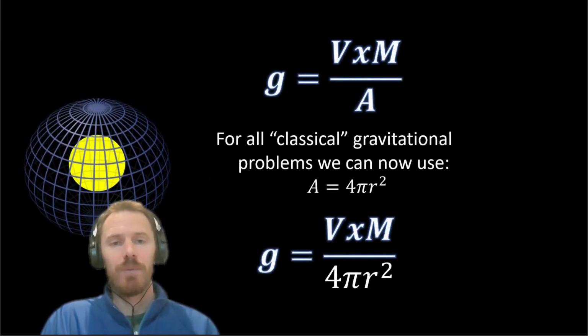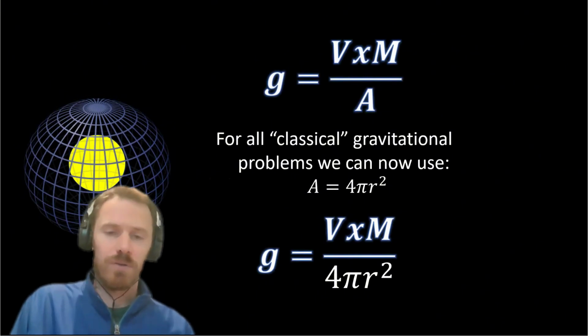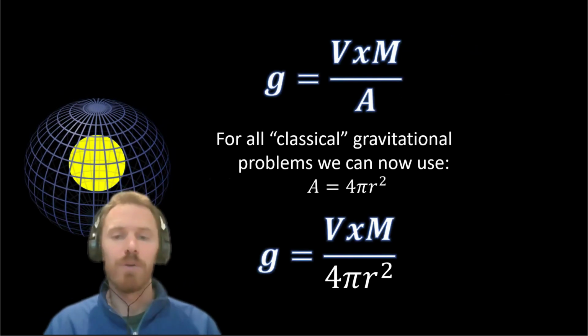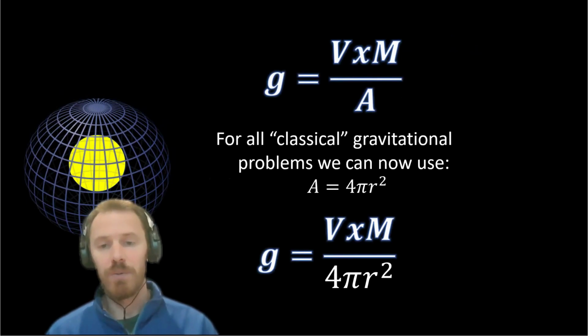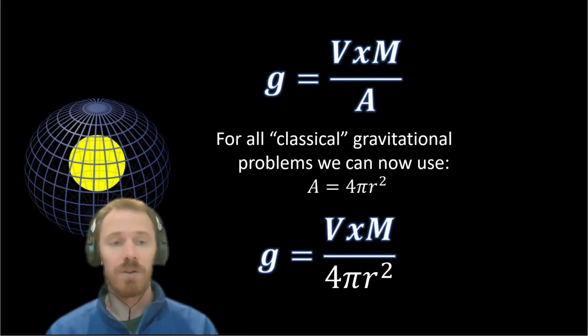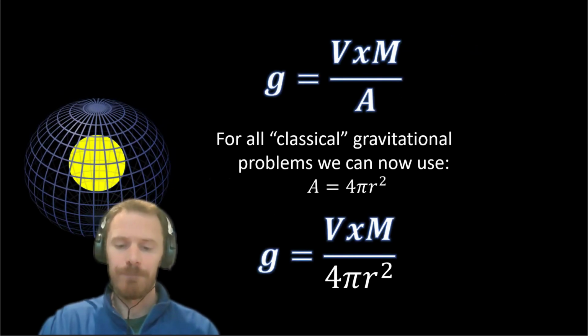So we can now take our formula for gravity, and for all classical gravitational problems, we can now use the distribution of gravity as equal to 4 pi r squared, which makes our formula: gravity equals the volume of space consumed per kilogram per second times the mass in kilograms divided by 4 pi r squared.